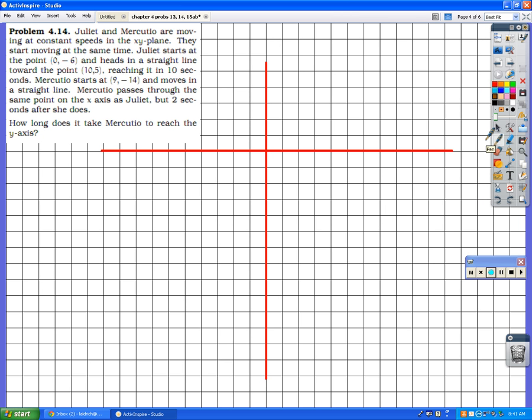All right, Juliet starts at the point 0, negative 6. So 1, 2, 3, 4, 5, 6. Here is Juliet at 0, negative 6, at time t equals 0. All of that is important. It heads in a straight line towards the point 10, 5. 1, 2, 3, 4, 5, 6, 7, 8, 9, 10. 1, 2, 3, 4, 5.